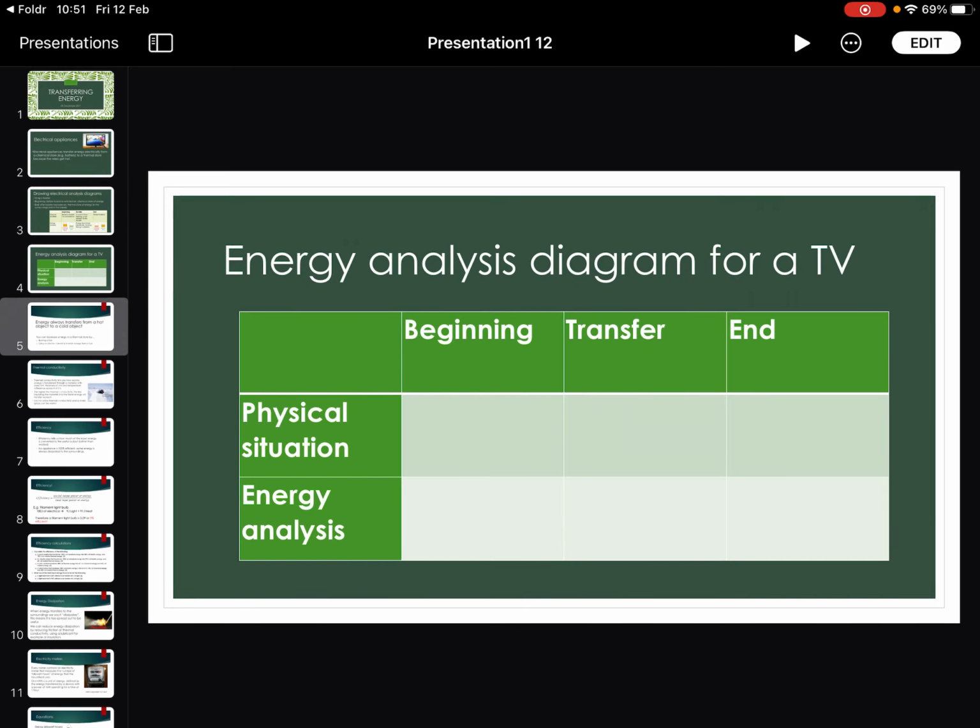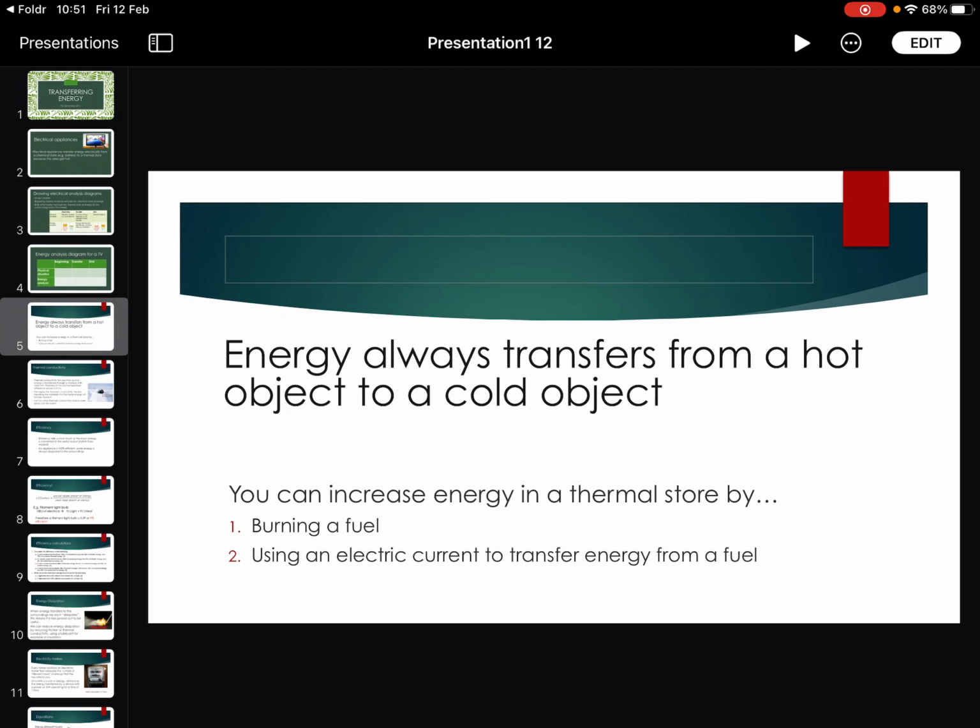So now, we'll ignore that. Energy always transfers from a hot object to a cold object. Now, I'm trying to think of an example. You've got a hot cup of tea and you leave it on the side. What happens? It becomes colder. But the energy doesn't just disappear. What's happened is that the energy from your cup of tea has been used to heat up the surroundings. The air around your cup was colder, so it's now got hotter because it's had energy transferred to it.